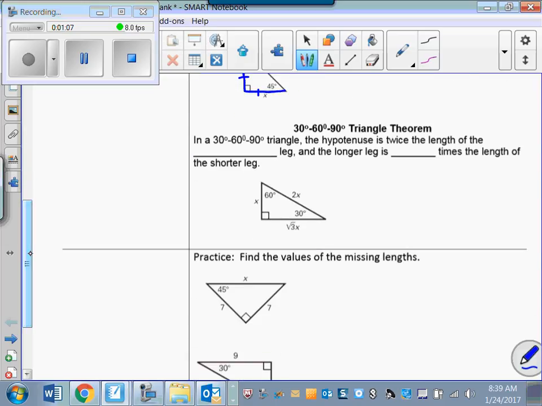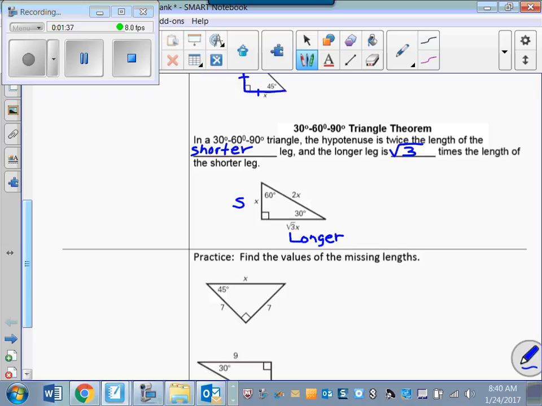All right, for a 30, 60, 90 triangle, we know the hypotenuse is twice the length of the shorter leg, and the longer leg is the square root of 3 times the length of the shorter leg. So if you have a 30, 60, 90 triangle, the first thing you want to do is label your sides as short or shorter, longer, and then of course the other one is the hypotenuse.